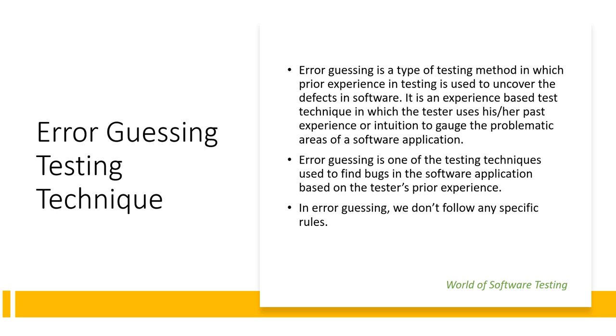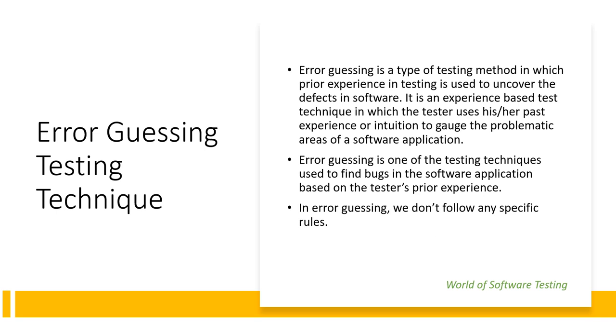So what is the error guessing testing technique? Error guessing is a type of testing method in which prior experience in testing is used to uncover defects in the software. It is an experience based testing technique in which the tester uses his or her past experience or intuition to gauge the problematic areas of the software application. This technique is helpful in finding bugs which are not easily detected during formal testing methods.